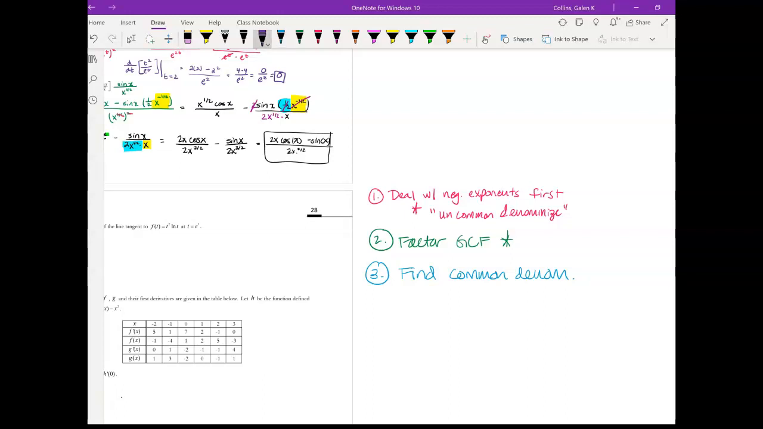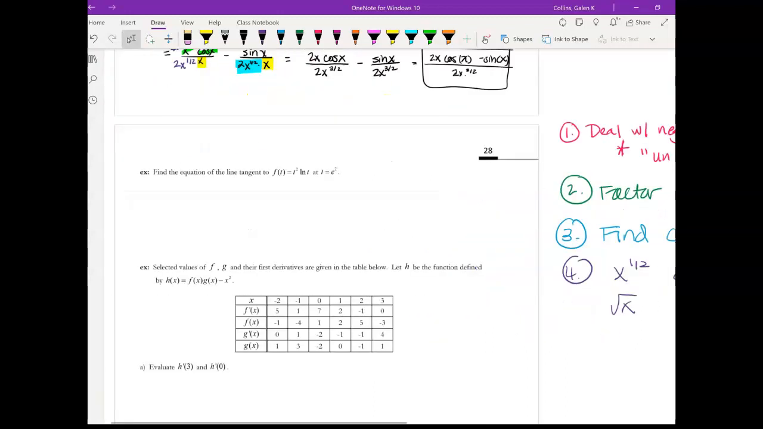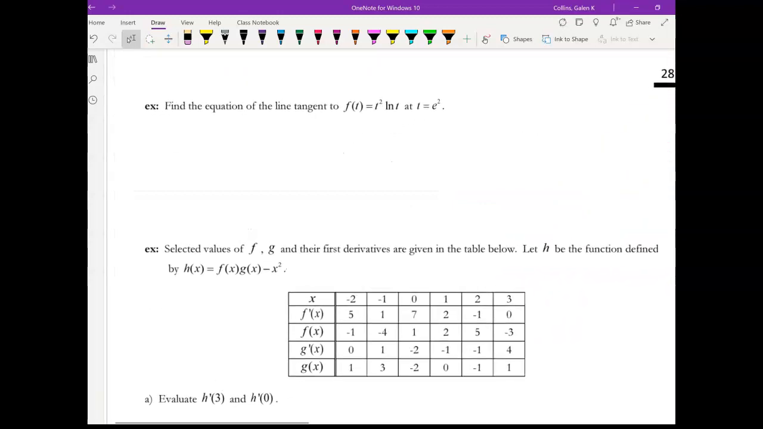And lastly, we talked about this earlier in the unit: if I have x to the 1/2 power or x to the negative 1/2 power, in the end those will be written as radicals. So either the square root of x, or in the case of x to the negative 1/2, 1 over the square root of x. Anything else, leave as a power. So if you have x to the 1/3, that will be written as a power. Okay, let's look at a couple more examples.